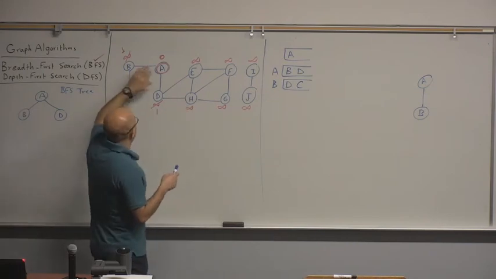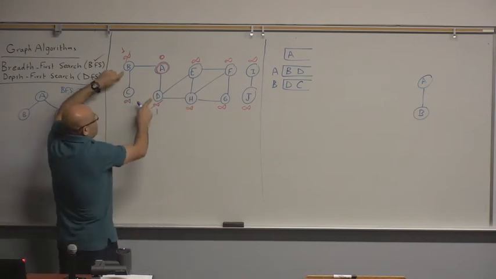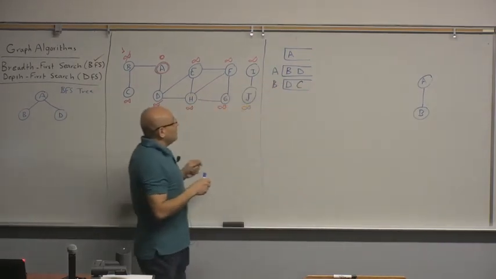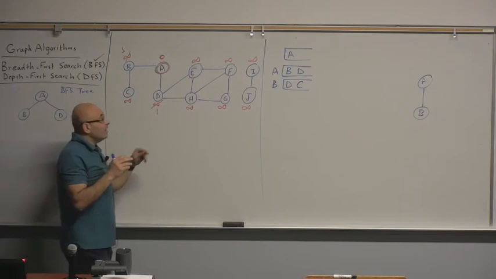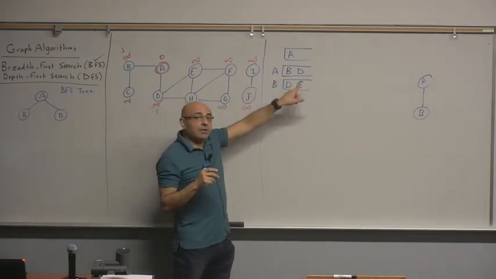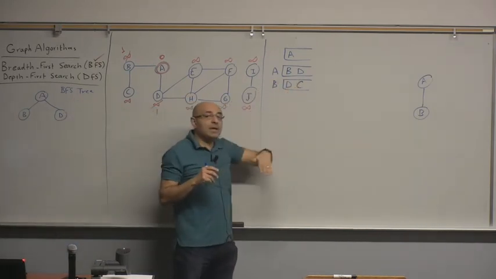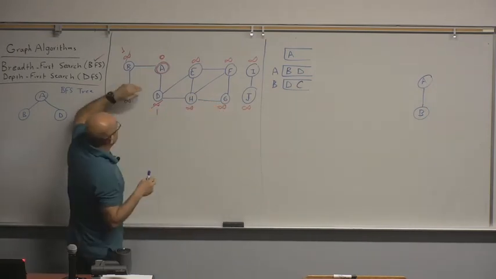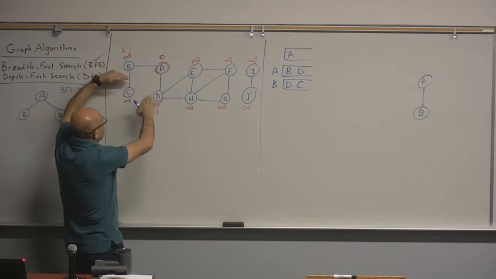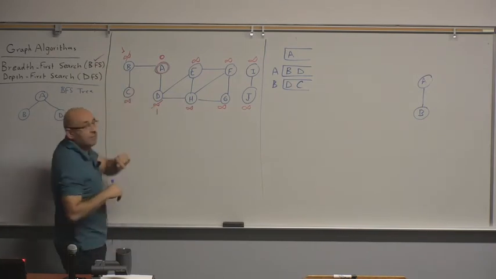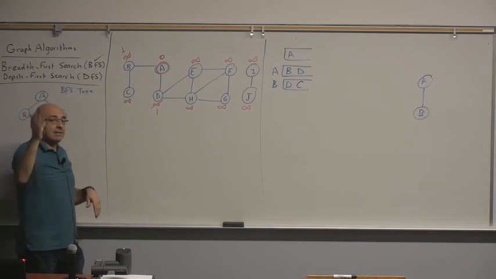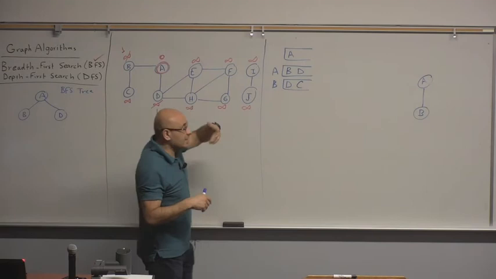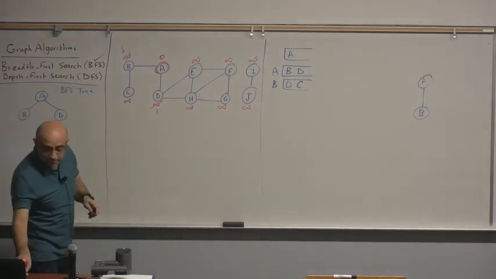So when we looked at the neighbors of A, which are B and D, we put B and D. By putting B and D, we ensured that B and D will be processed before any node that will be enqueued after them, which ensures that everything that is at level 1, at distance 1 from the source, will get processed before anything at the next level. What's at the next level here is C. C is at the next level because C is at level 2.